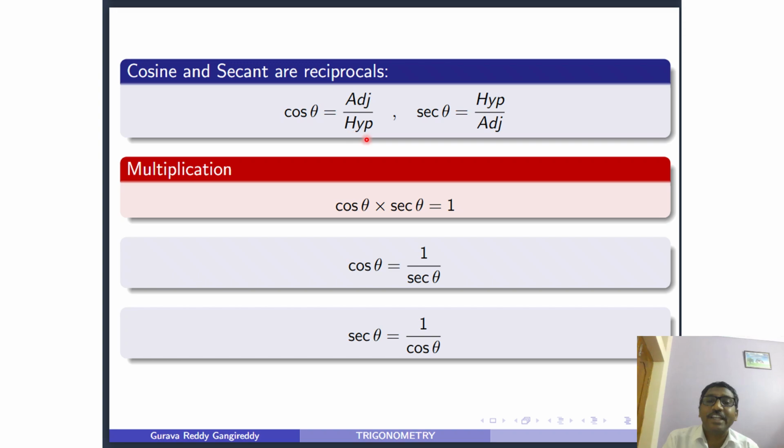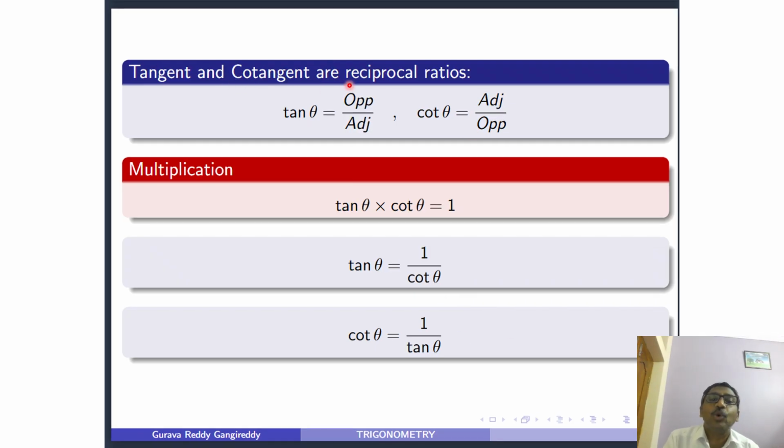Multiplication: cos theta into secant theta equal to 1. Cos theta equal to 1 by secant theta. Secant theta equal to 1 by cos theta. Tangent and cotangent are reciprocal ratios. Tan theta equal to opposite by adjacent. Cot theta equal to adjacent by opposite. Multiplication: tan theta into cot theta equal to 1. Tan theta equal to 1 by cot theta. Cot theta equal to 1 by tan theta.